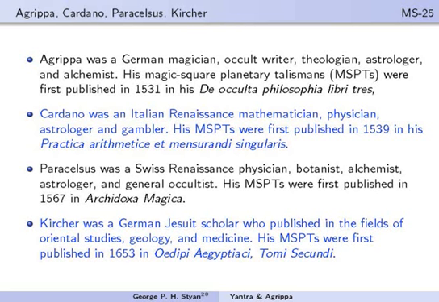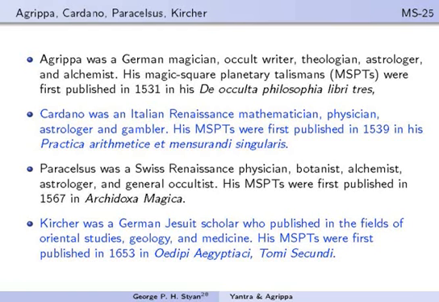Paracelsus was a Swiss Renaissance physician, botanist, alchemist, astrologer, and general occultist. His MSPTs were first published in 1567 in Archidoxa Magica. Kircher was a German Jesuit scholar who published in the fields of Oriental studies, geology, and medicine. His MSPTs were first published in 1653 in Oedipi Aegyptiaci, Egyptian Works, Tomi Secundi, the 2nd volume. So you can see a diverse collection of pursuits by these 4 scholars, all of whom also looked at and produced magic squares.